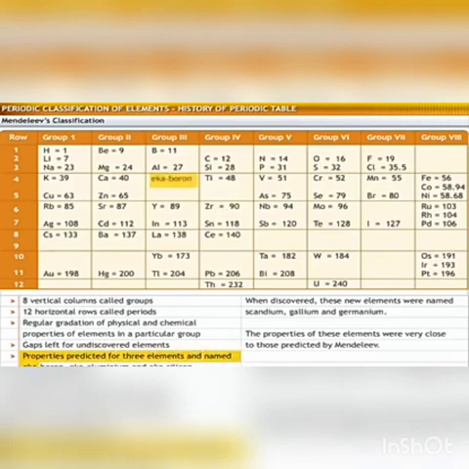These elements were named Eka-boron, Eka-aluminium, and Eka-silicon. When these elements were discovered, they were named scandium, gallium, and germanium. The properties of these elements were very close to those predicted by Mendeleev.